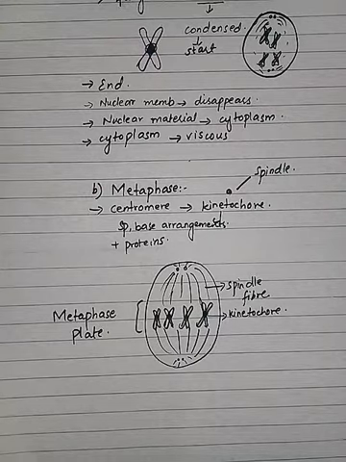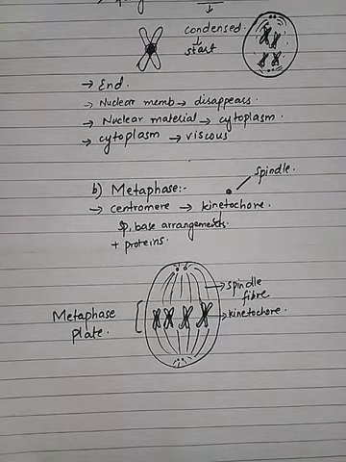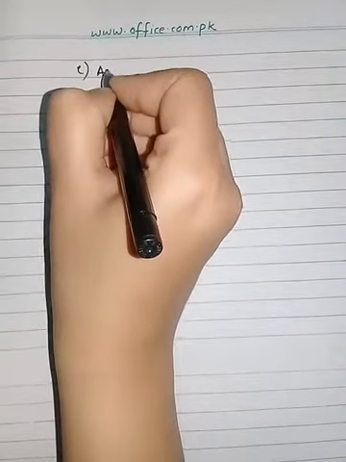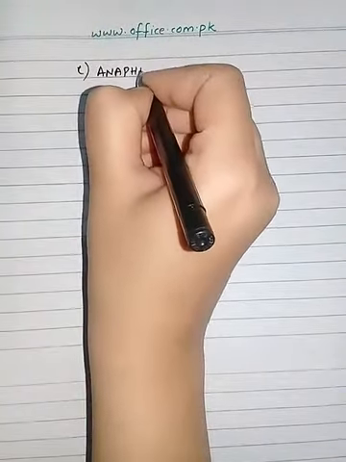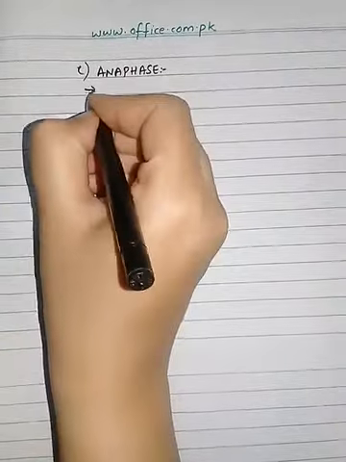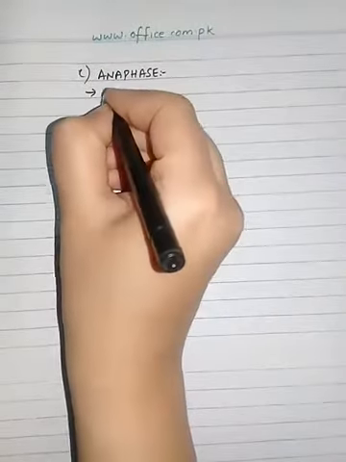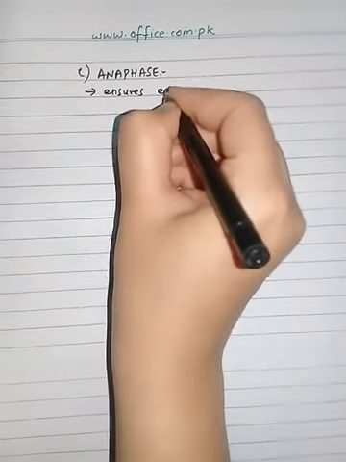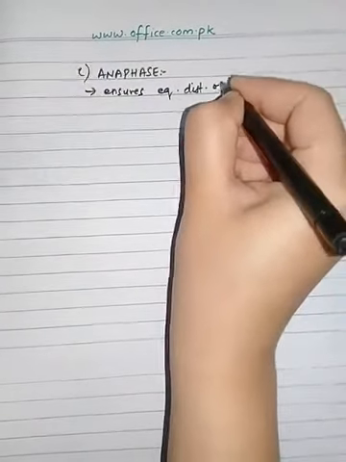Now let us talk about anaphase and telophase. Ana means to separate. It means at this stage the chromosomes will be separated, or you can say the sister chromatids will be separated from each other. Now this is the most critical phase of mitosis, and it has to ensure the equal distribution of chromosomes.